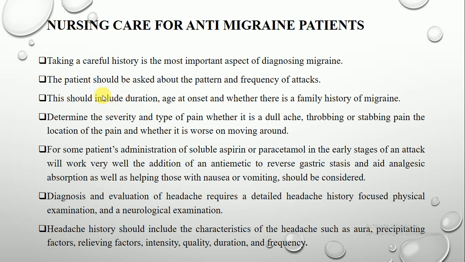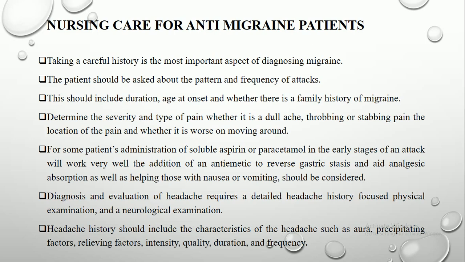Secondly, the patient should be asked about the pattern and frequency of attacks. It is also very important that you ask the patients about the patterns and the frequency of attacks. This should include the duration, the age at onset, and whether there is a family history of migraine or not. These are very important. You should ask questions which include the duration, depending upon the type of migraine, the age at onset, and whether there is a family history of migraine.